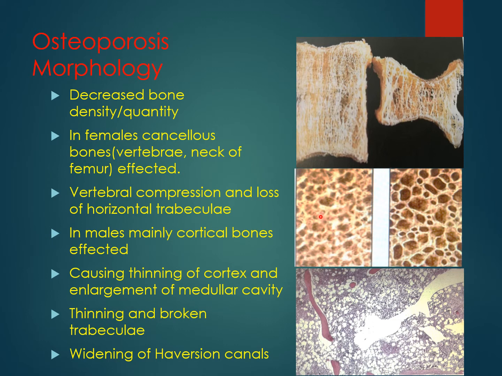Here the trabeculae in normal one are thick, Haversian canals are not very widened, whereas in osteoporotic bone, as shown before, the trabeculae thinned out and there is widening of Haversian canals. Now this is the hematoxylin eosin staining, which is showing the trabeculae are distorted and they are broken.